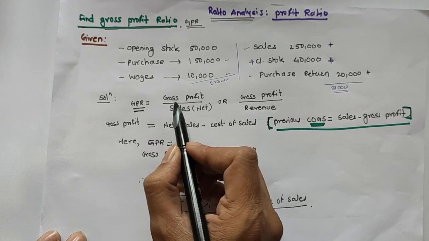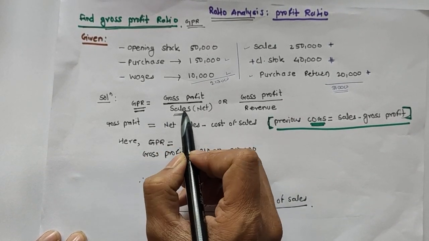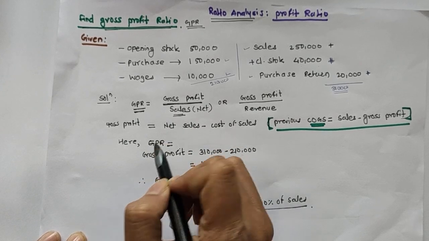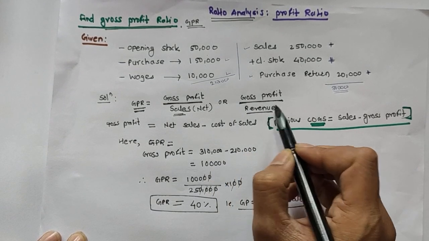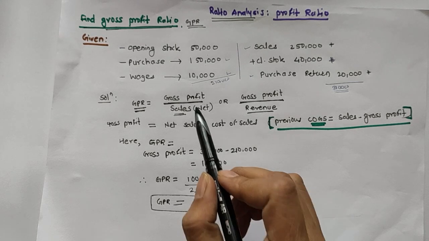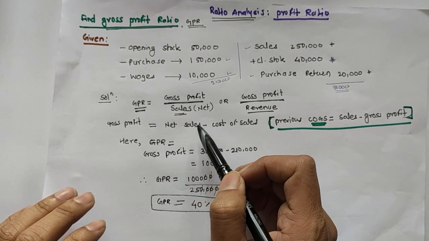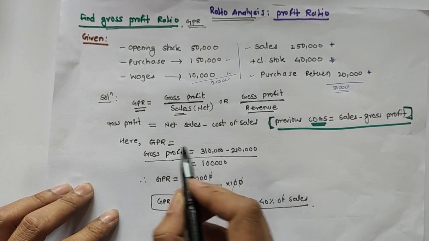It is nothing but the gross profit upon sales. Gross profit ratio is gross profit upon sales, or we can say gross profit upon revenue. Revenue is nothing but your money earned by selling, money that came due to the selling. That's why it is gross profit divided by sales. So here, what is the gross profit?